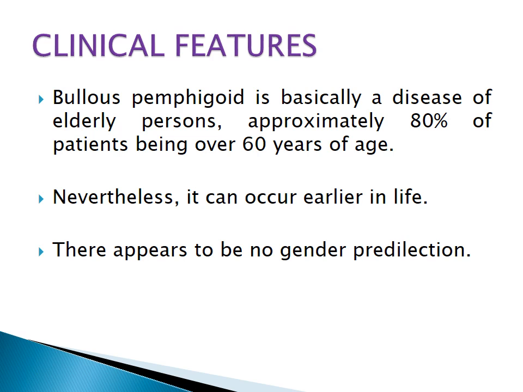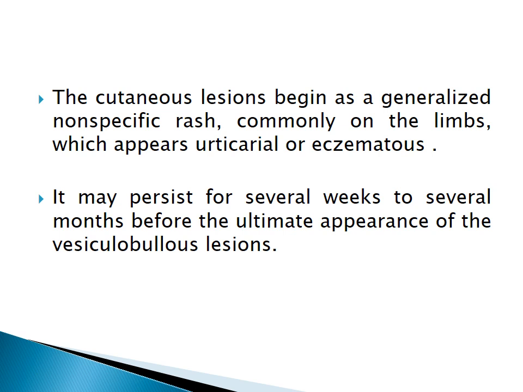Next, coming to the clinical features, bullous pemphigoid is basically a disease of elderly persons. It can occur earlier in life. There appears to be no gender predilection. The cutaneous lesions begin as a generalized non-specific rash, commonly on the limbs, which appears urticarial or eczematous. It may persist for several weeks to several months before the ultimate appearance of the vesiculobullous lesions.